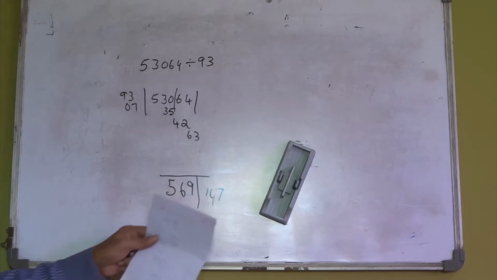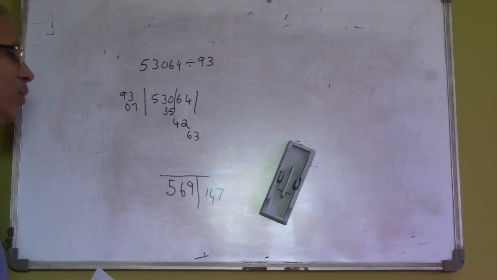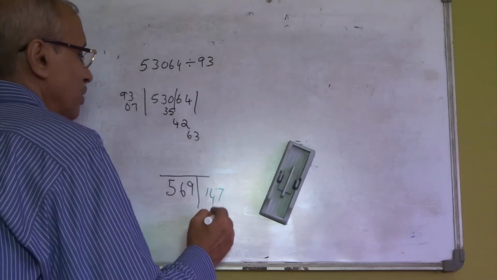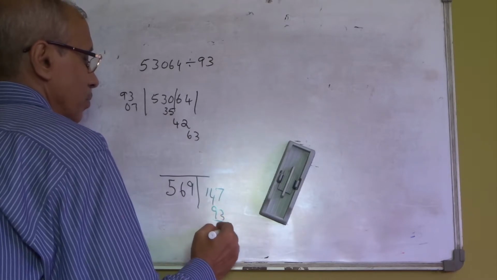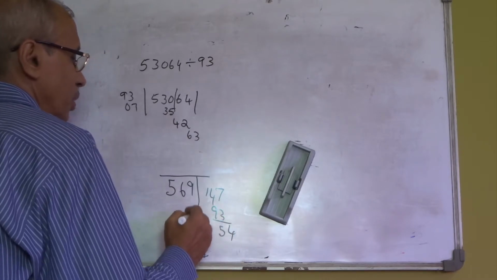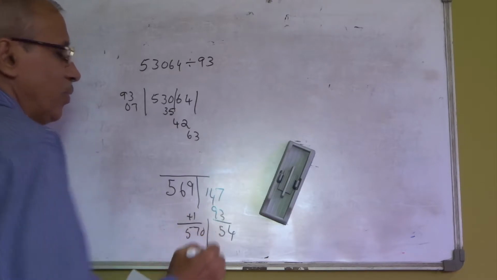Now we have got remainder 147, more than the divisor 93. So we can divide one more time. Minus 93, plus 1. So 570 is the quotient, 54 is the remainder.